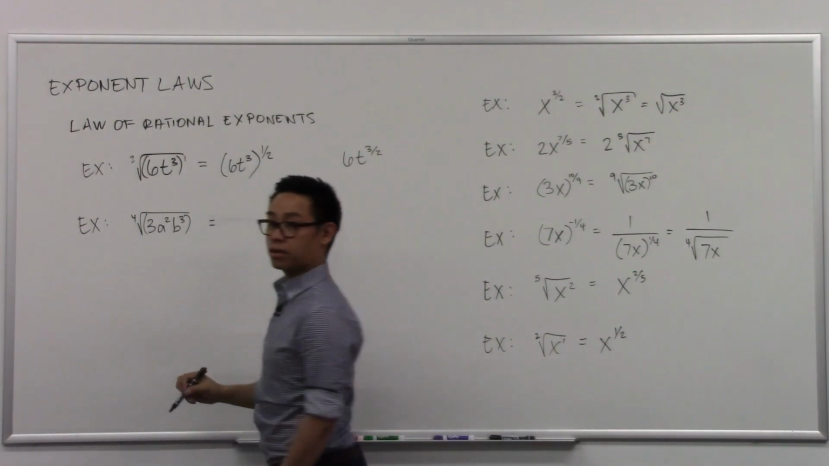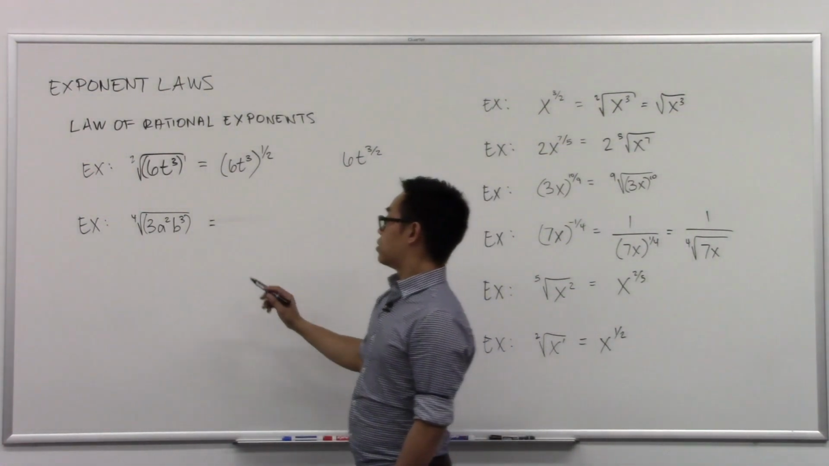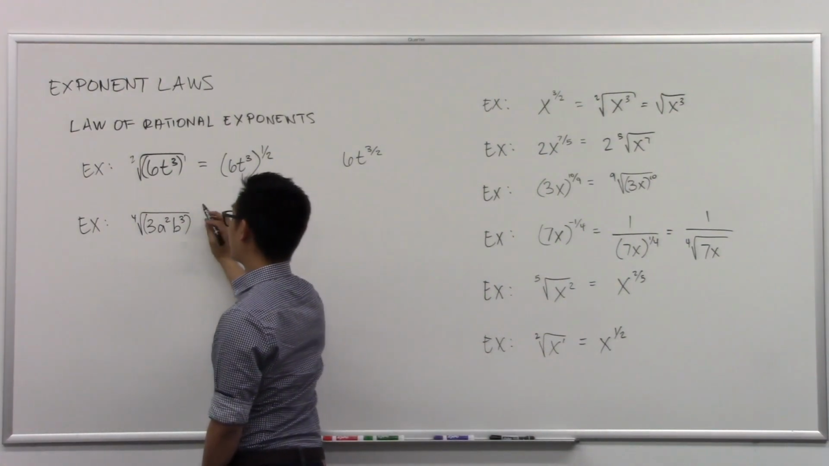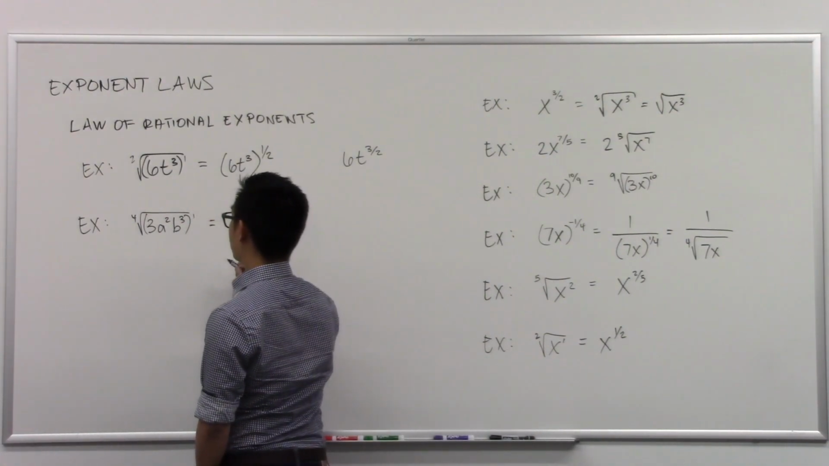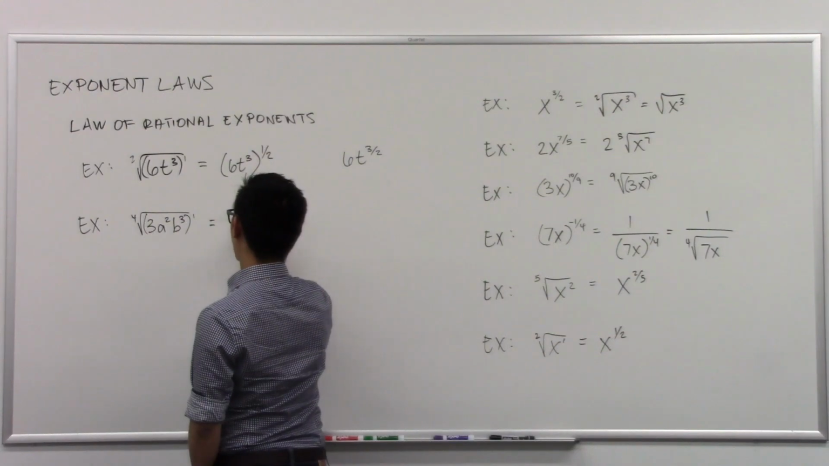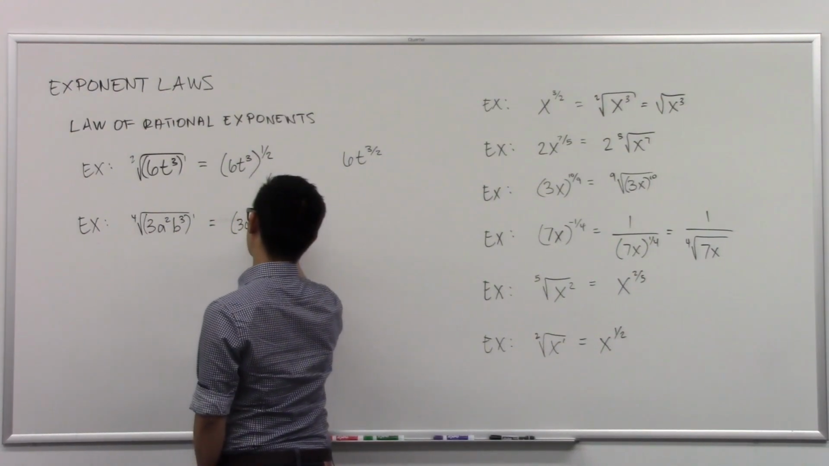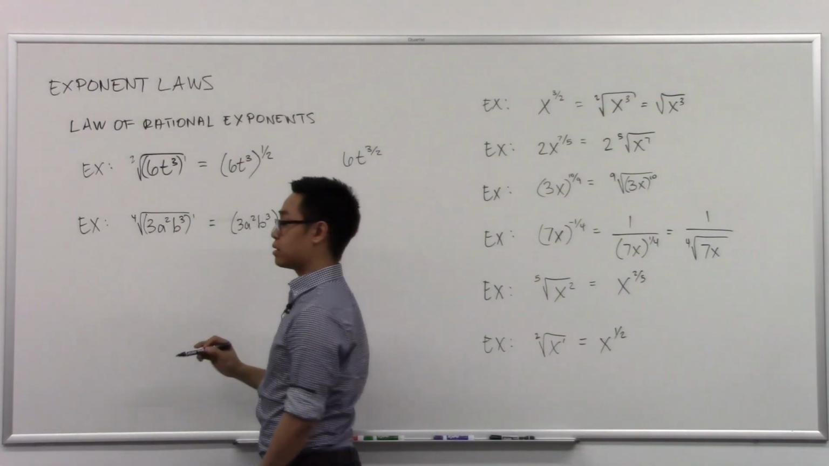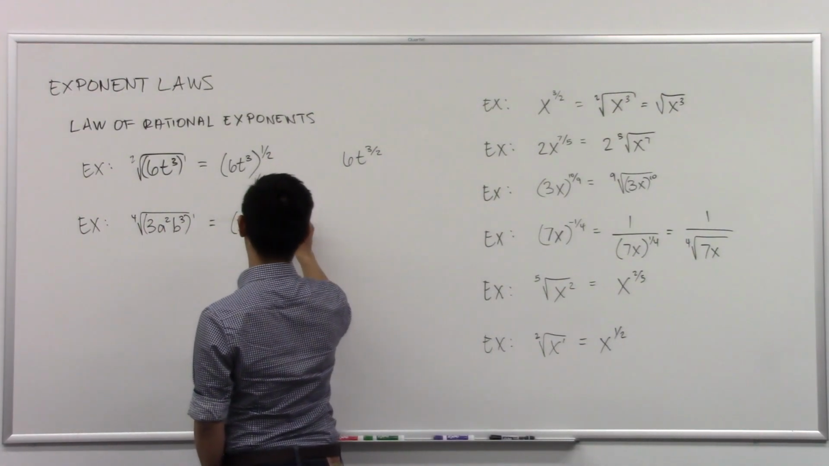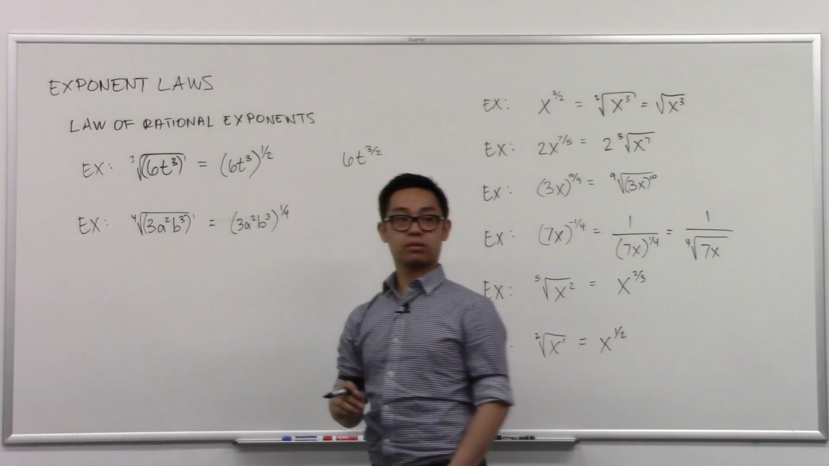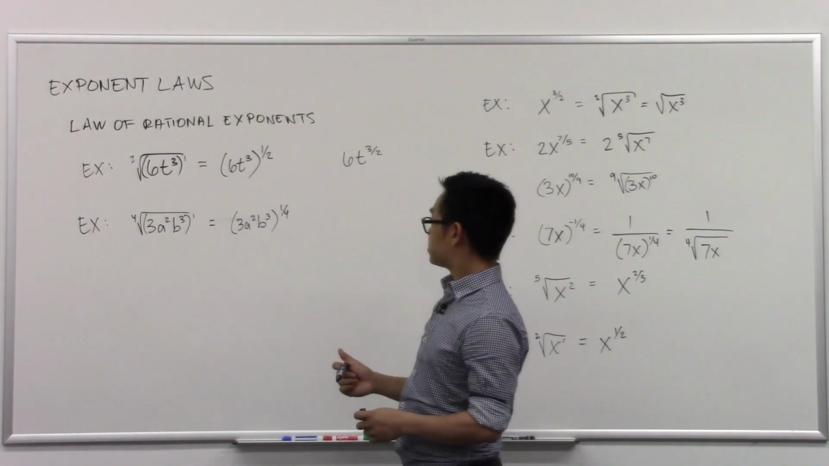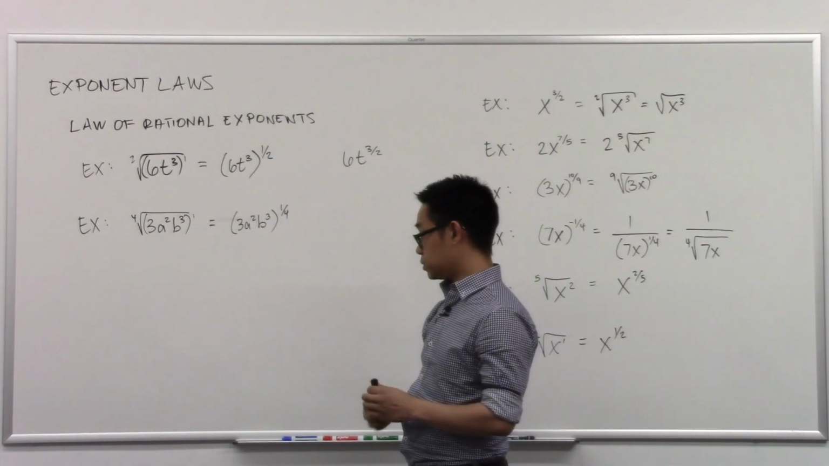That's the same thing here. You have a 1 on the outside now, so then it's bracket 3a squared b cubed, that's your base. That's going to be to the exponent 1 over 4. Cool.